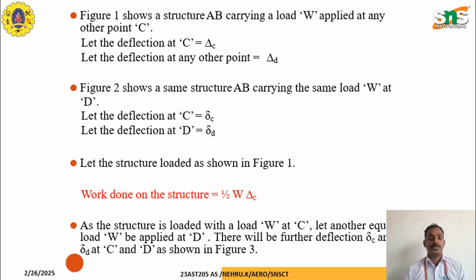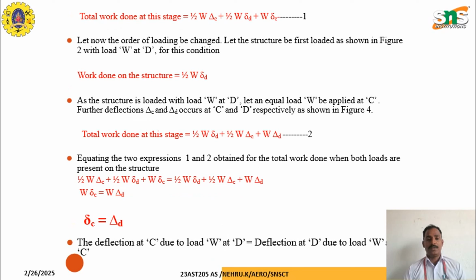Figure 2 shows the same structure AB carrying the same load W at D. That is, the deflection at C is delta C, and the deflection at D is delta D. When the structure is loaded as shown in figure 1, the work done on the structure is equal to half times load into deflection, with the structure loaded with a load W at C. Then the other load W can be applied at D.